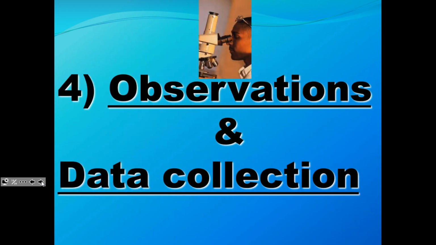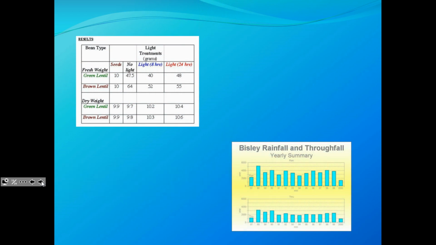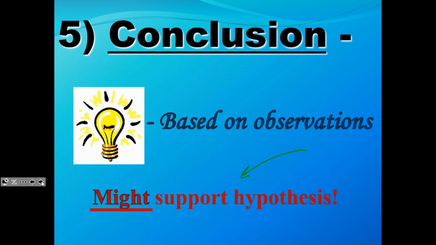Observations and data. So once you actually go through an experiment, you're going to have something to look at, whether it's data, whether it's qualitative or quantitative observations. You may get it in the form of a graph, a chart. You're going to organize your data in some way that you can actually draw a conclusion from it, which is number 5. A conclusion must be based on observations.